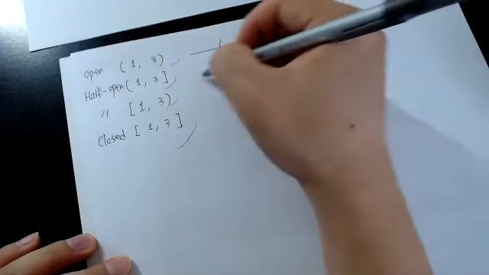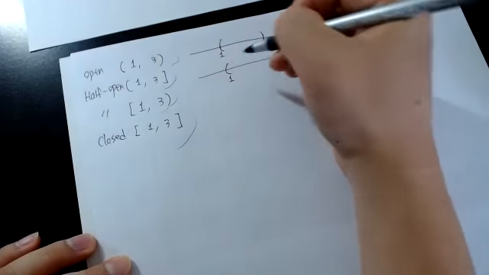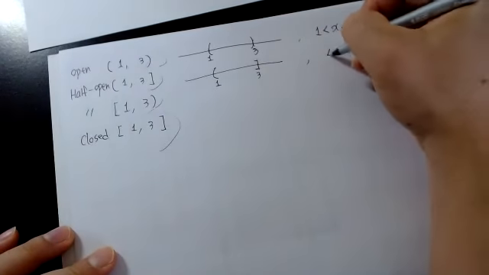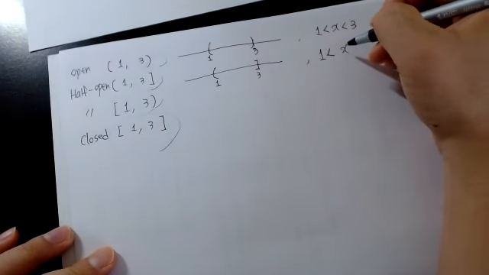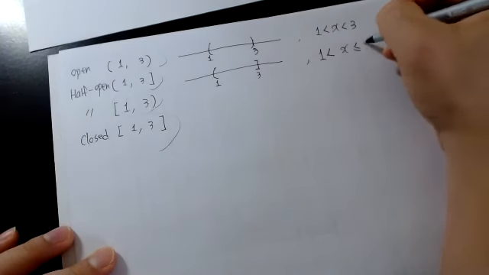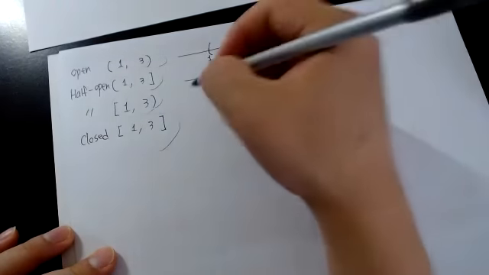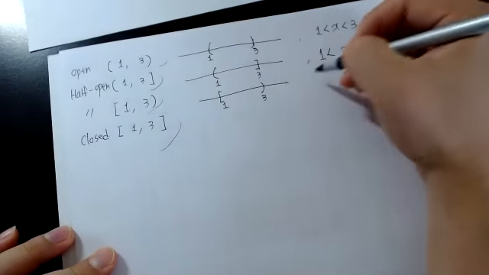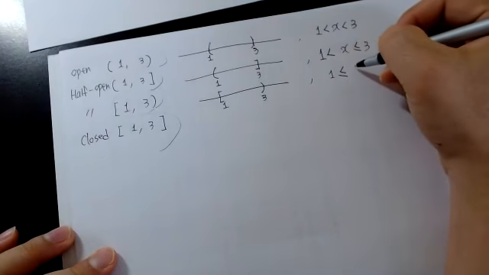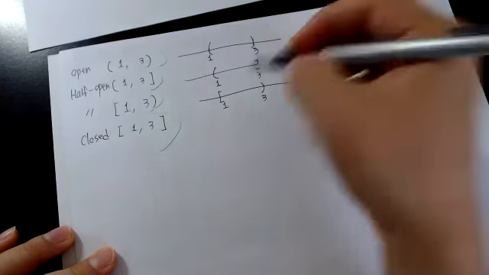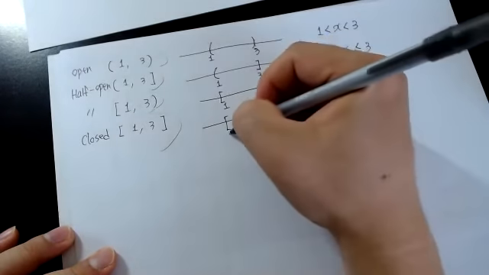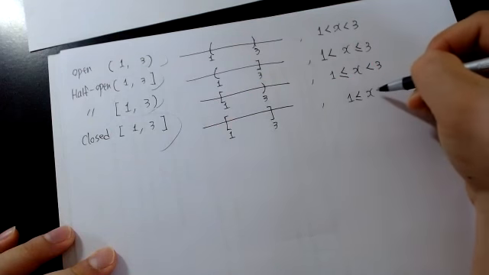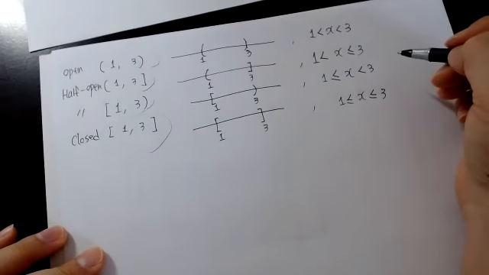Then with the closed 3, x is greater than 1 but less than or equal to 3, because it is closed. And for the other half-open one, 1 is included but 3 is not included, so x is greater than or equal to 1 and less than 3. And the closed one with 1 and 3 means x is greater than or equal to 1 and less than or equal to 3. Keep in mind this.